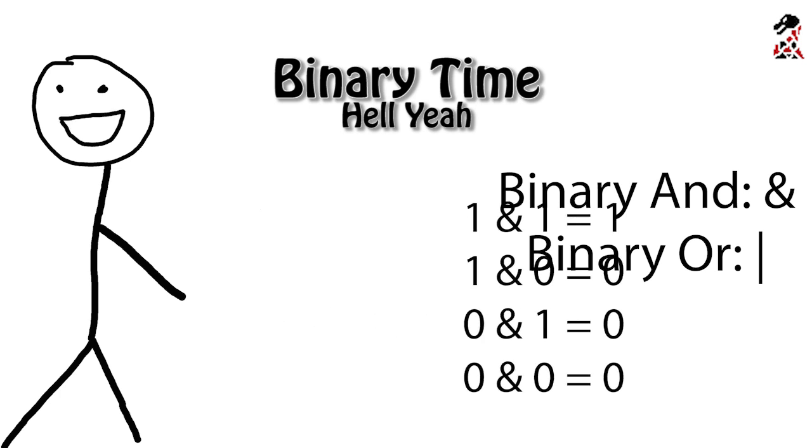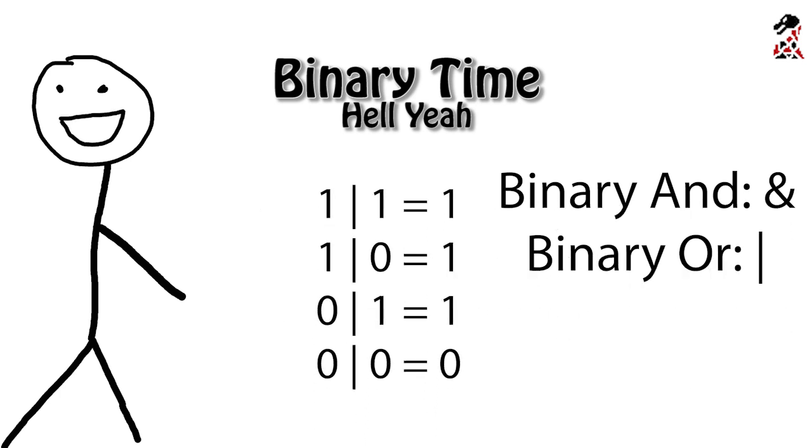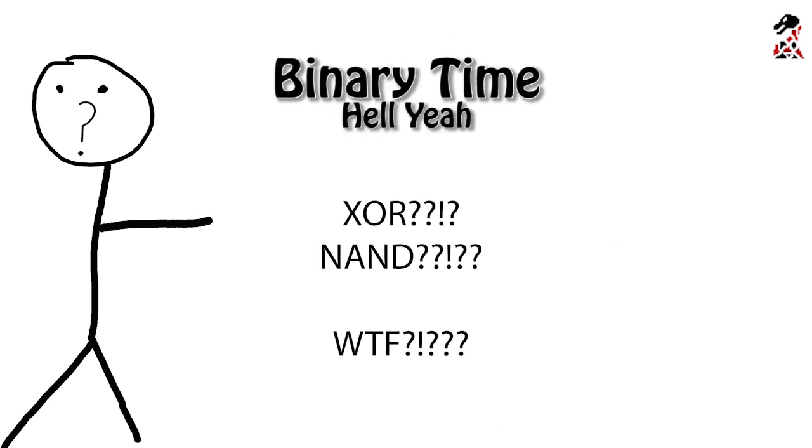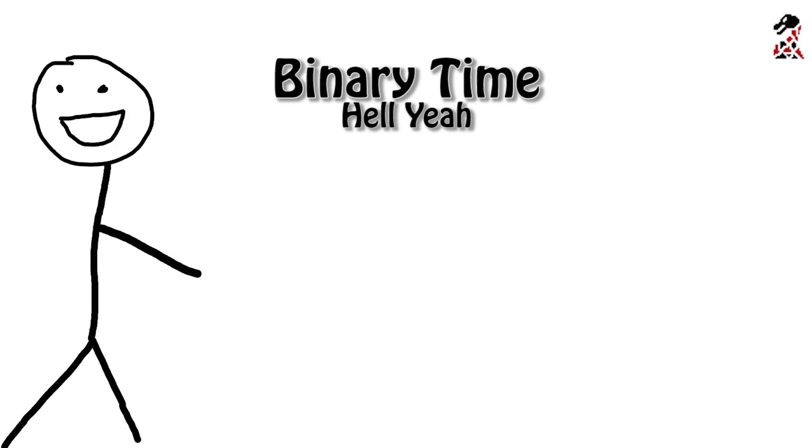Pretty simple. For the OR operation, we compare 2 bits, and if they're both 0, then the result is 0, but if at least one of them is a 1, then the result is a 1. There are other, more complex operations, but we won't be needing them. And we can also do this with more than 1 bit at a time.